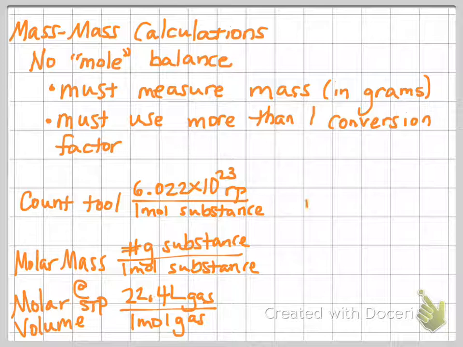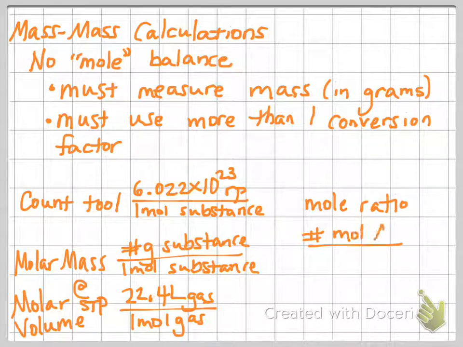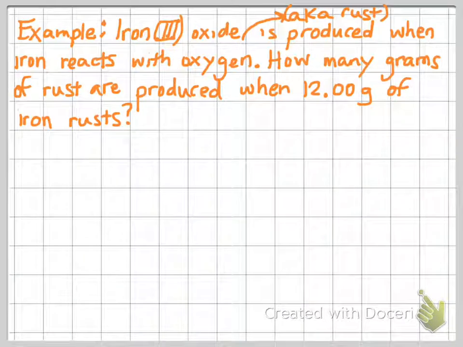And then we had that new one that we just talked about, our mole ratio, and that was some number of moles of A to some number of moles of B. And again, these numbers come from the coefficients of our balanced equation. So we're going to have to use several of these to solve these mass calculations. The easiest way to do this is to look at an example.